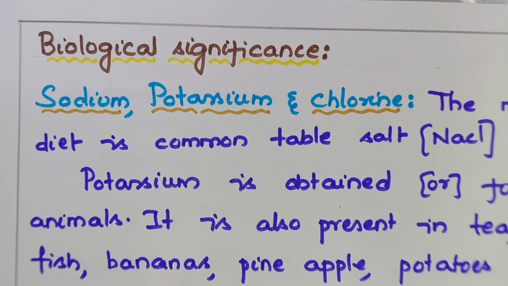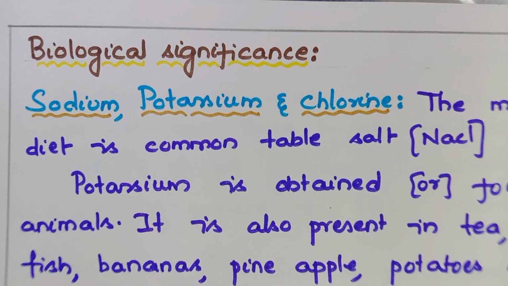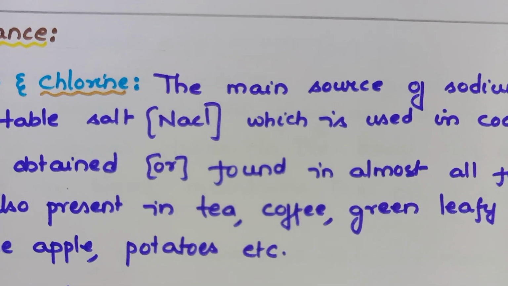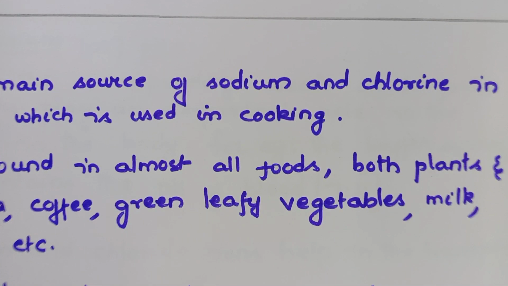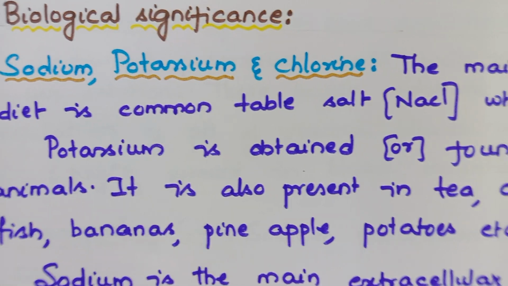You know students, the main source of sodium and chlorine that we take daily in our diet is the common table salt, which is nothing but sodium chloride. We use this common table salt for cooking. So for the very first sentence under this, write down: the main source of sodium and chlorine in diet is common table salt, which is used in cooking.